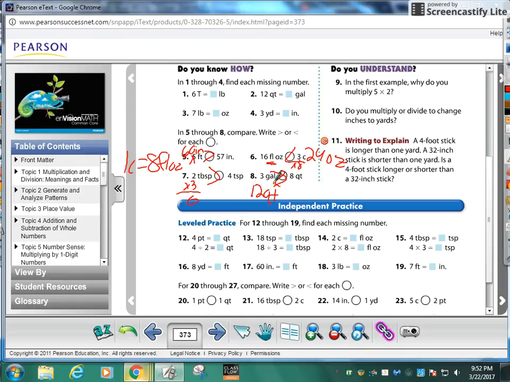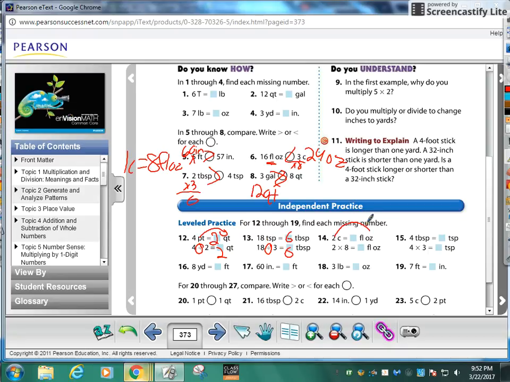And number 12, 13, 14, 15, it already shows you what you're supposed to do. You just have to fill in the blank. You have 4 pints equals how many quarts? Since it's going from a small unit to a bigger unit, you're going to divide. What is 4 divided by 2? I think that's 2. Number 13, teaspoons into tablespoons. You're going to a bigger unit again. It's telling you you're going to divide. So you're going to say 18 divided by 3 is 6.